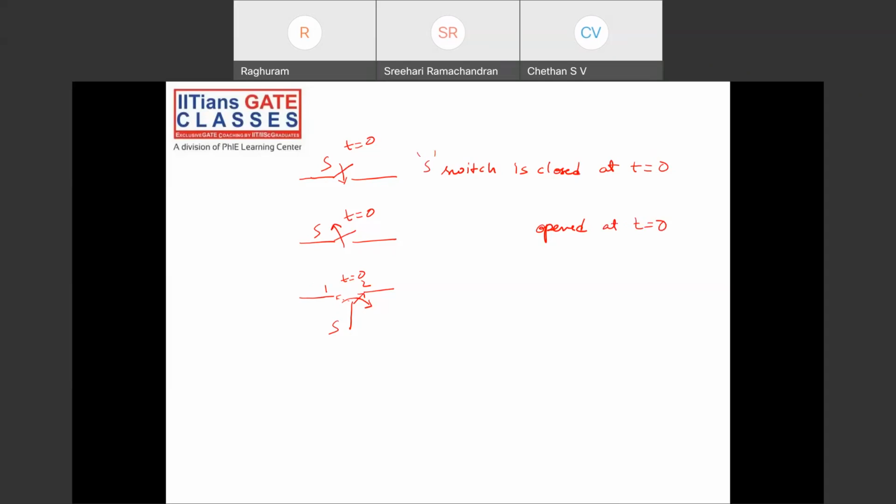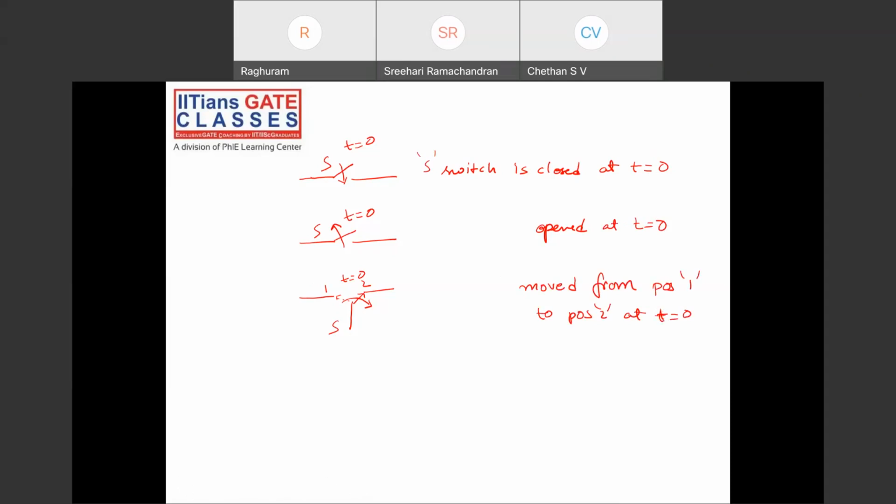What does the third one indicate? The switch is moved from position 1 to position 2 at t equal to 0.